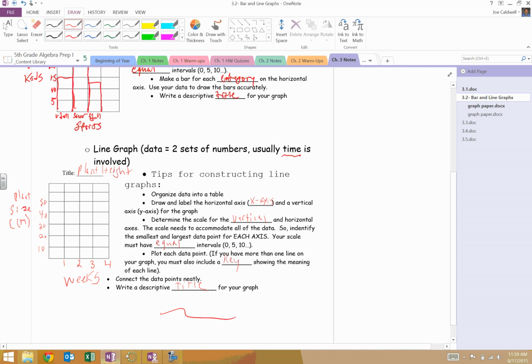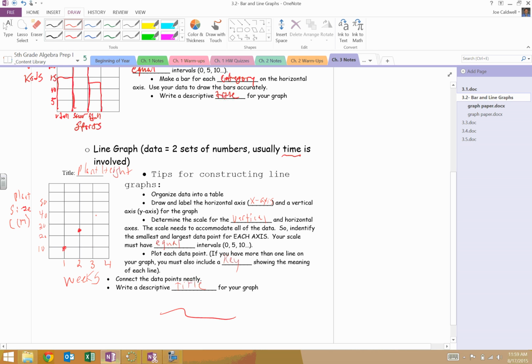So let's say your data table, which again we'll use data tables in class, says after week 1 the plant was 10 centimeters tall. I'm going to go over to 1 week up to 10 centimeters. Let's say after week 2 it was 25 centimeters tall. So I go over to week 2, and again there's no 25 line, but I'm going to guess and say it's right in the middle. Over to 2 up to the y-axis.